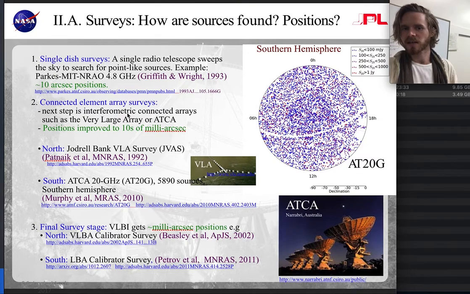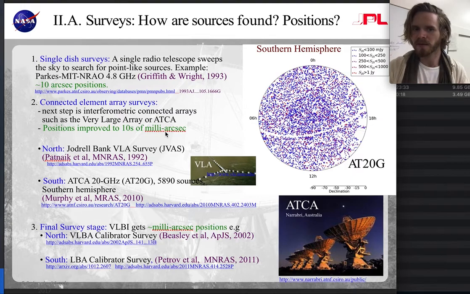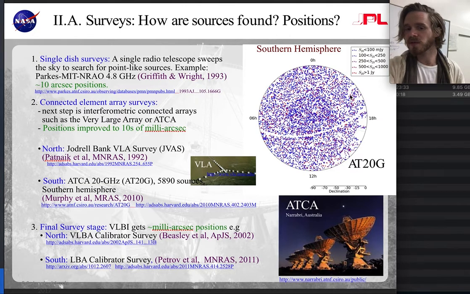From that good start, then you can use a connected element array like the VLA or ATCA to get a more accurate position on the source. So then you can get down to tens of milliarcseconds, subarcsecond scale, which is much better than tens of arcseconds or minutes or so. And a few examples would be, you have to do this both in the northern and in the southern hemisphere, right? So you need telescopes doing this in the north, telescopes in the south, and then adding them together to get your total map.